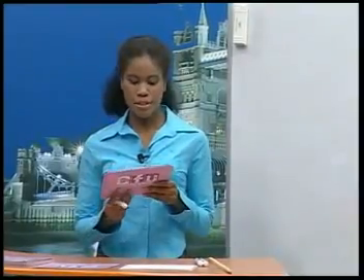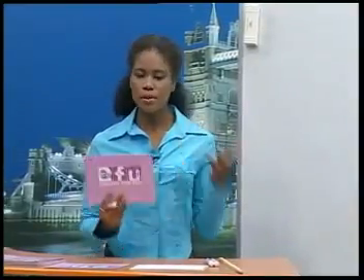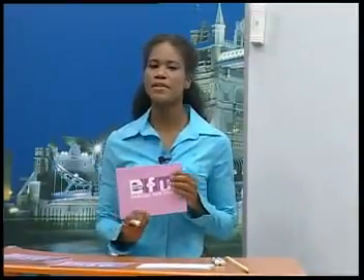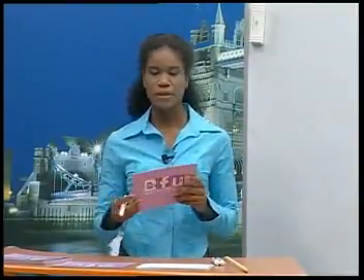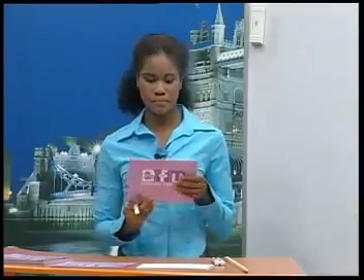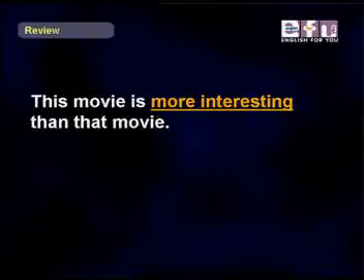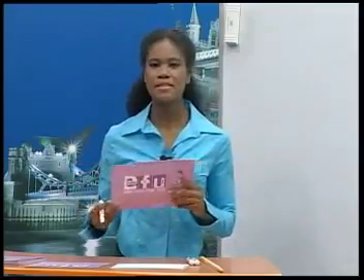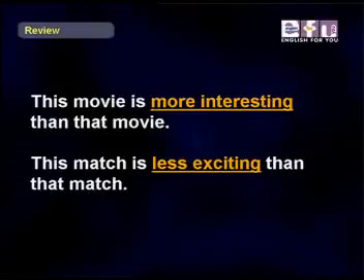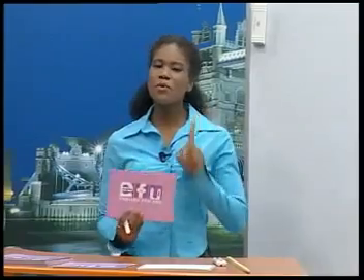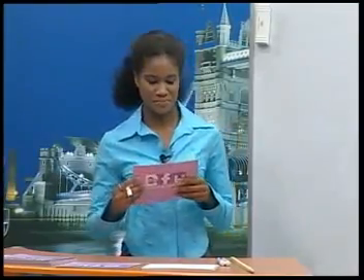And we learned that we use more or less before two or more syllable comparative adjectives. Okay, look at these examples. This movie is more interesting than that movie. Next example. This match is less exciting than that match. There is one more thing that we should learn.